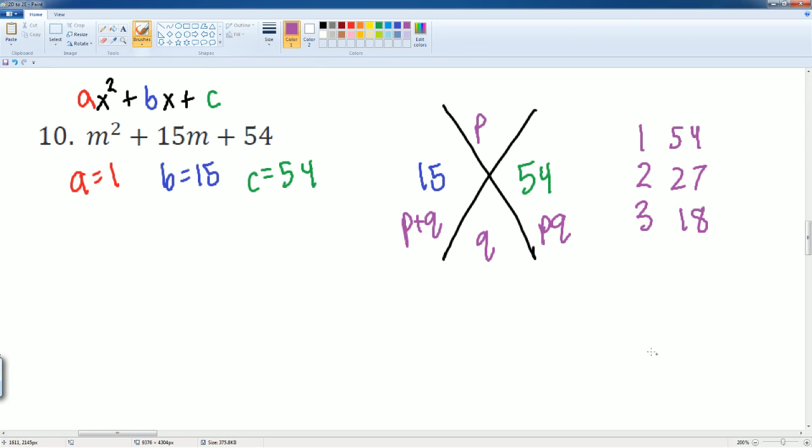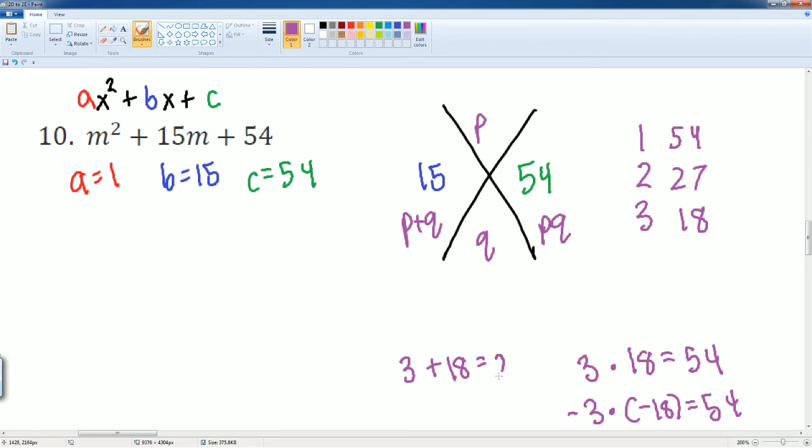So my possibilities are 3 times 18 would get me 54, or you can have negative 3 times negative 18 getting you 54. We test out those possibilities, so let's test when we add them. So 3 plus 18 gets you 21, and negative 3 plus negative 18 gets you negative 21. Wait, there's no way I can make 15.